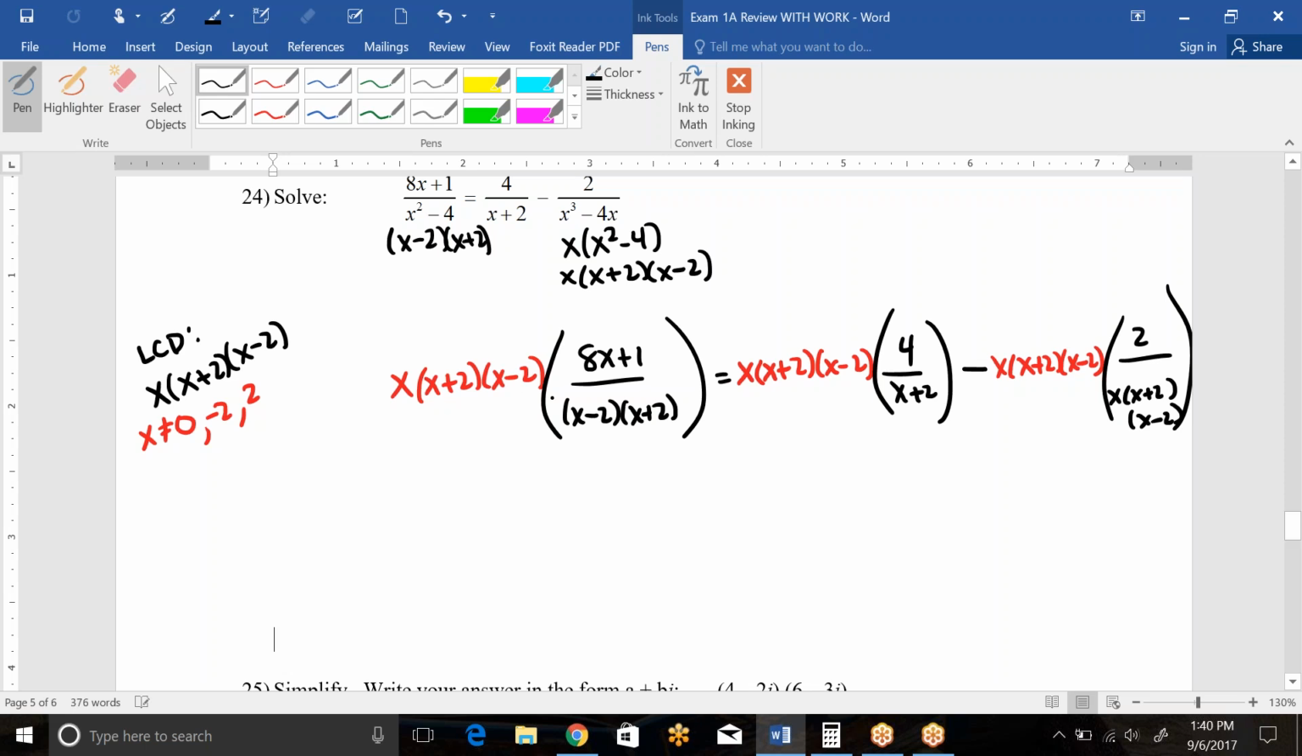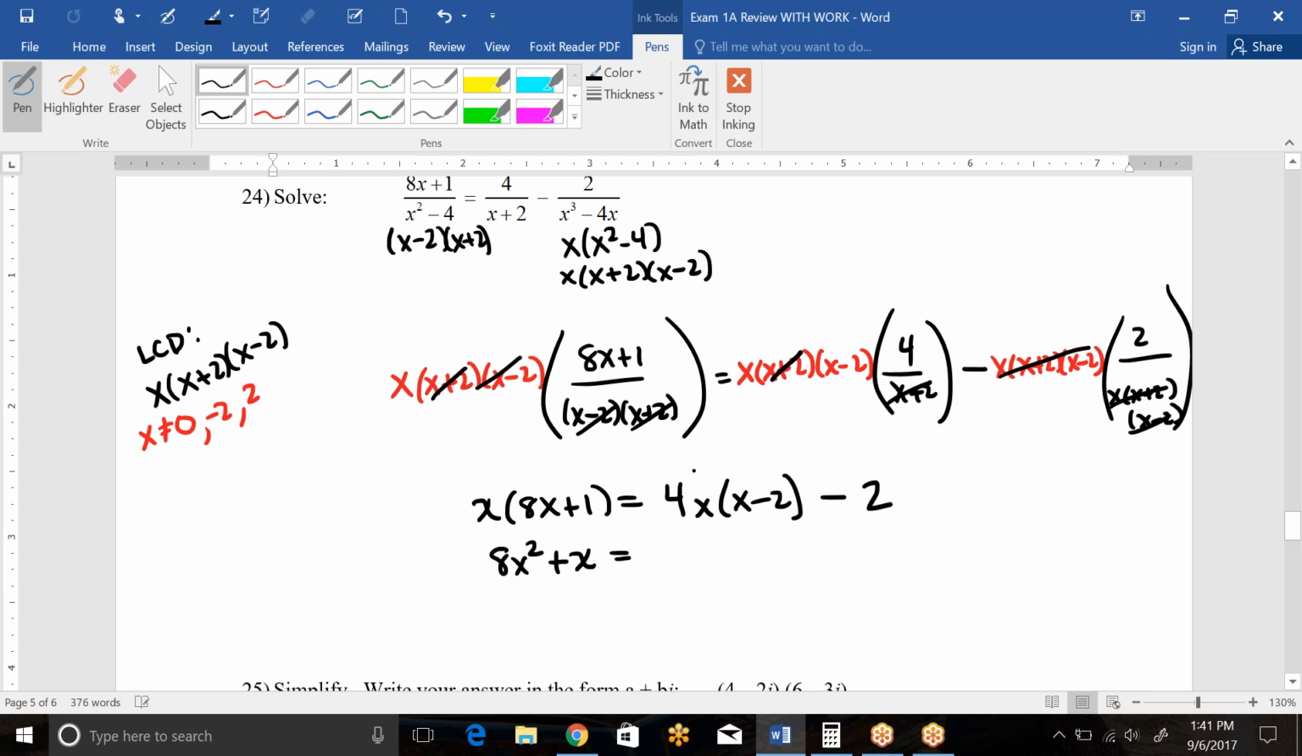Okay, so in the first fraction, the x plus 2 and x minus 2's are going to cancel. So you still have an x and an 8x plus 1 equals, in the second one, the x plus 2's are gone, but we have a 4 times an x and then times the x minus 2. And in the last one, we have a minus sign, and then all the denominator parts cancel out, but we still have our 2. So don't forget your minus sign, don't drop that. If we distribute, this is 8x squared plus x equals 4x squared minus 8x minus 2.